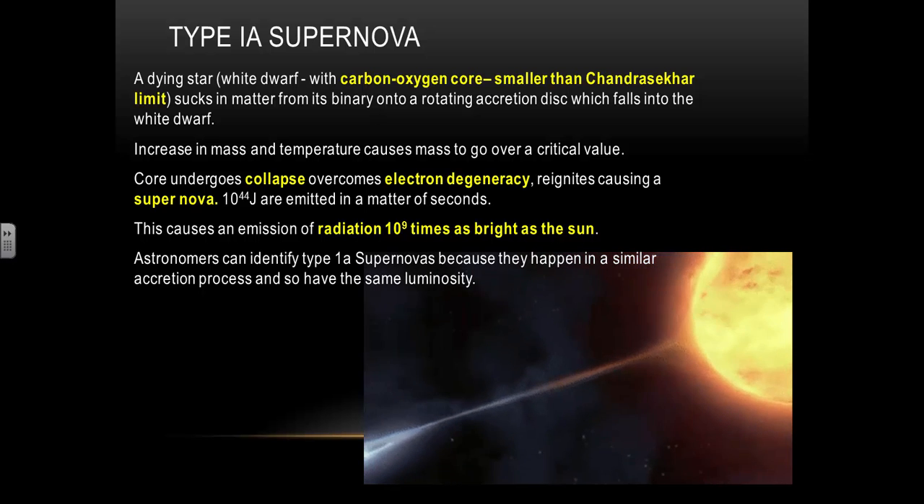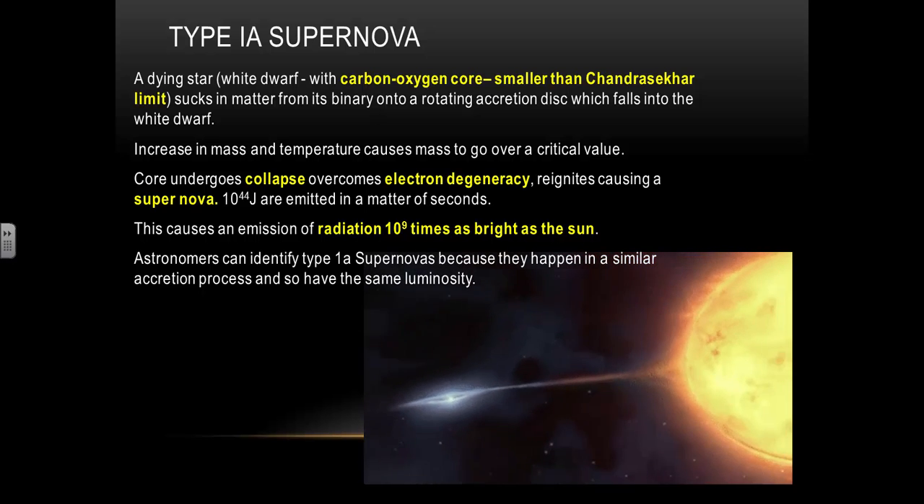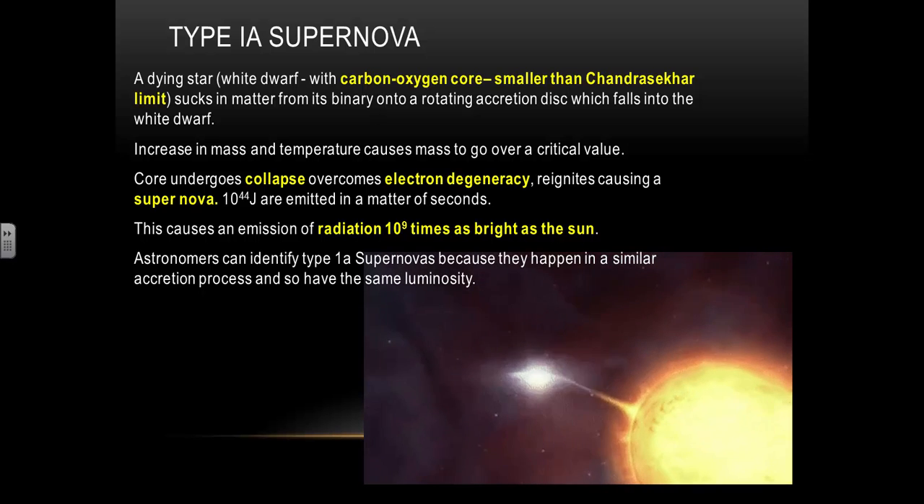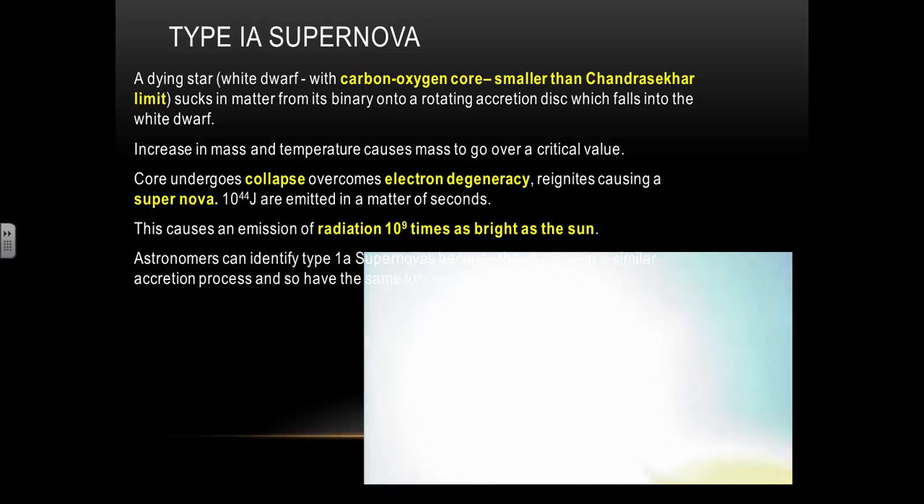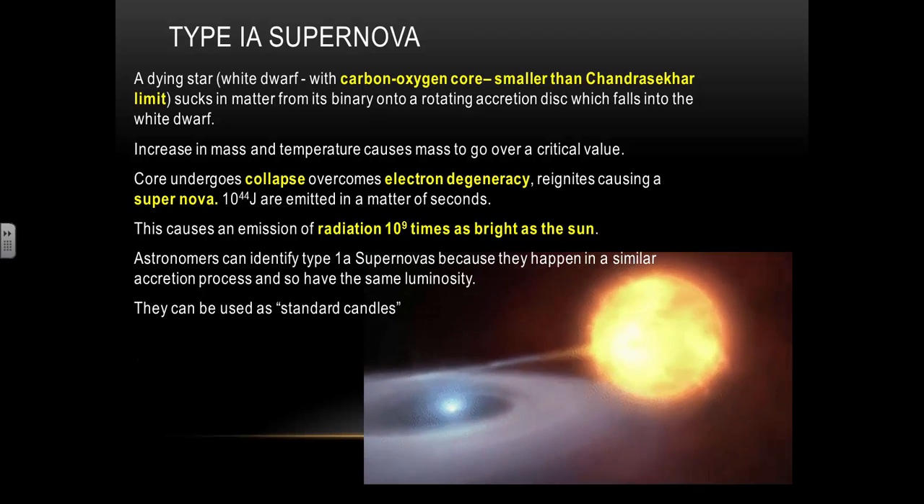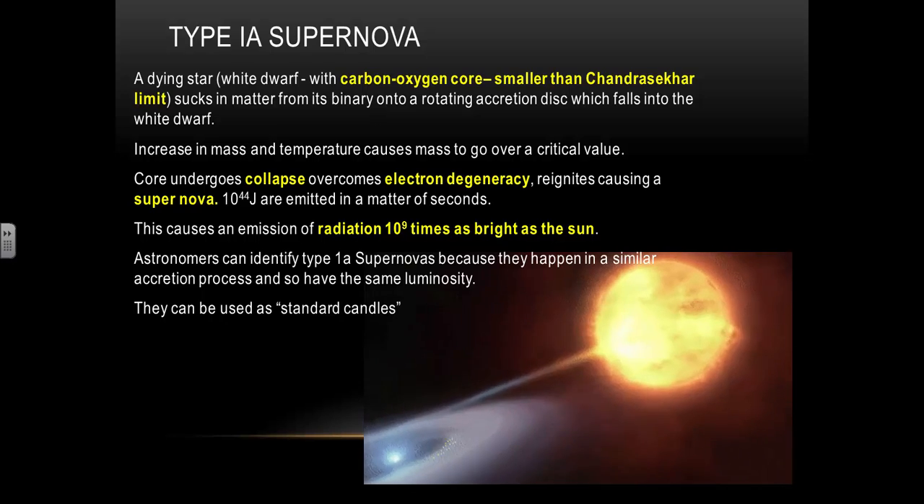Astronomers can identify type 1a supernovae because they happen in a very similar way. The accretion process is identical from one supernova to another, so they all have the same luminosity. And therefore they can be used as standard candles.